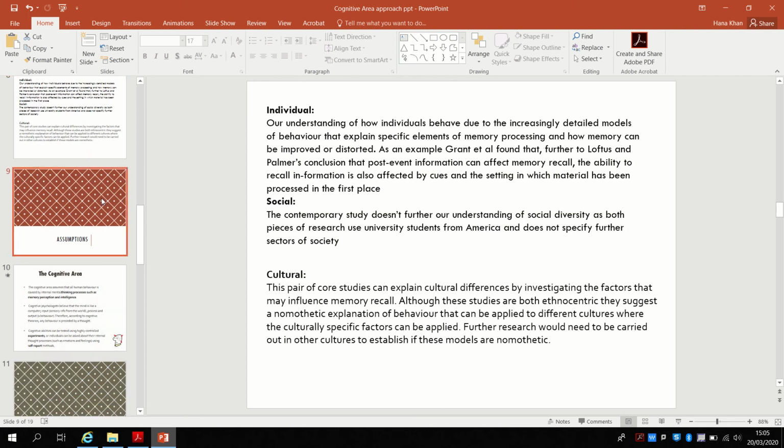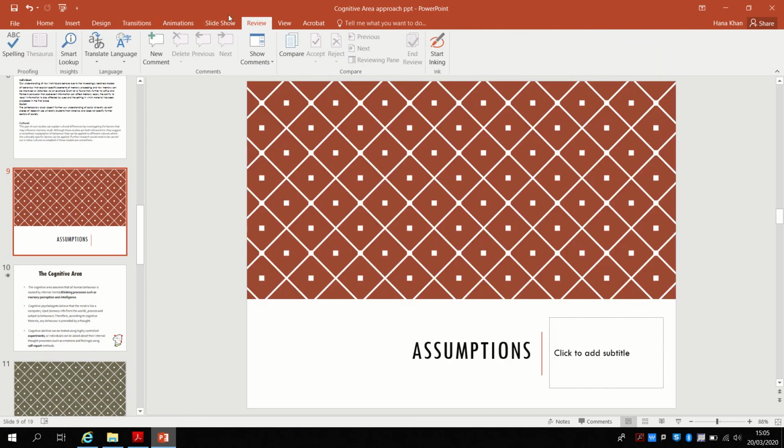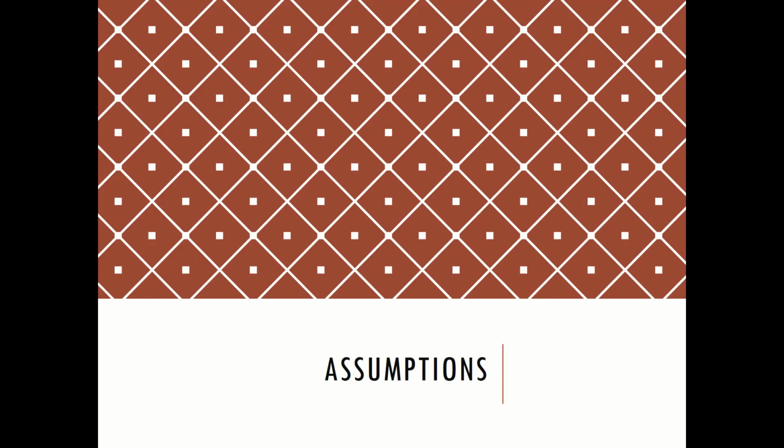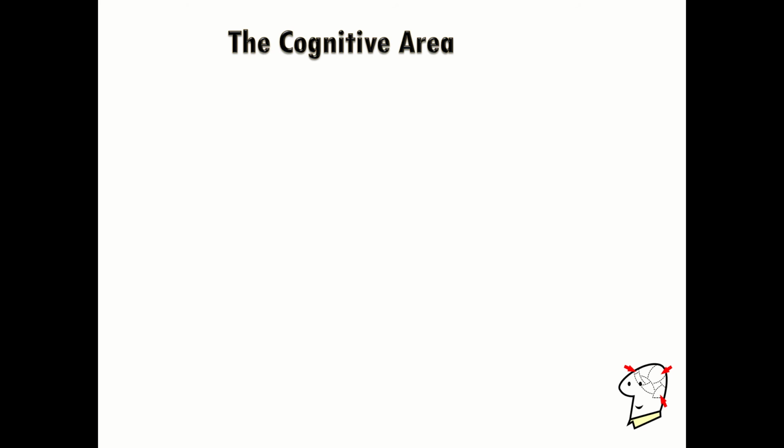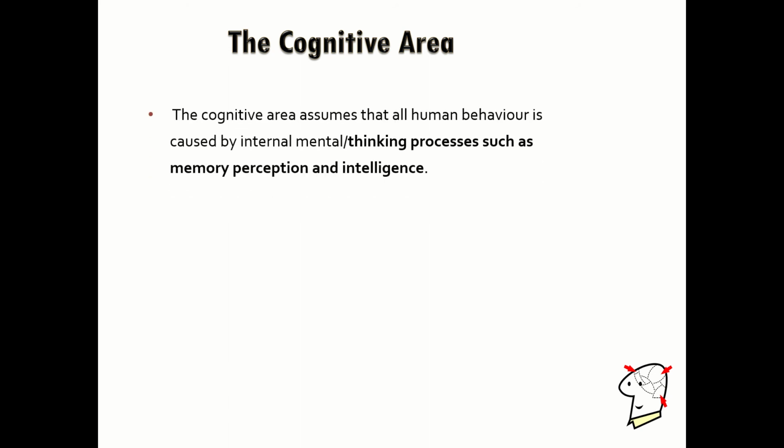Okay. So we'll go through the assumptions of the cognitive area. So the cognitive area is basically also known as the thinking area, but we wouldn't like you to use those terms. It's called the cognitive area. And the assumptions or what cognitive psychologists believe about behavior include that they assume that all behavior is caused by internal mental thinking processes. Now, this is very, very important.